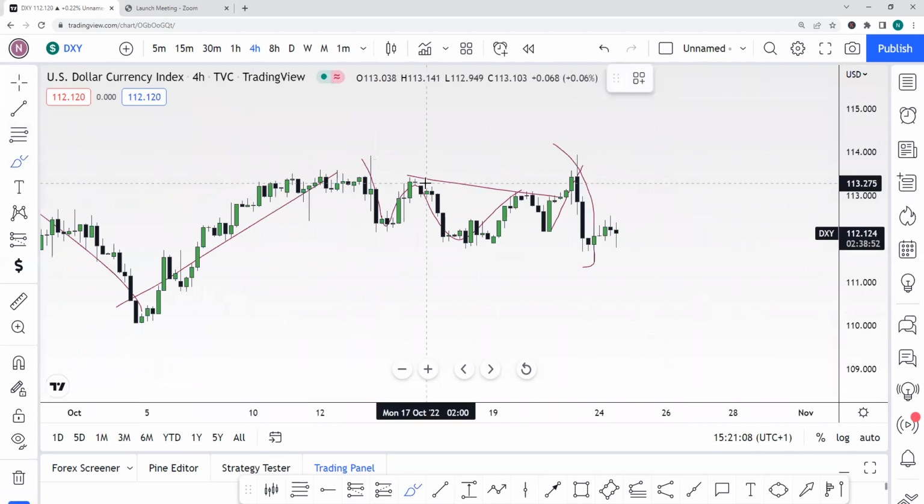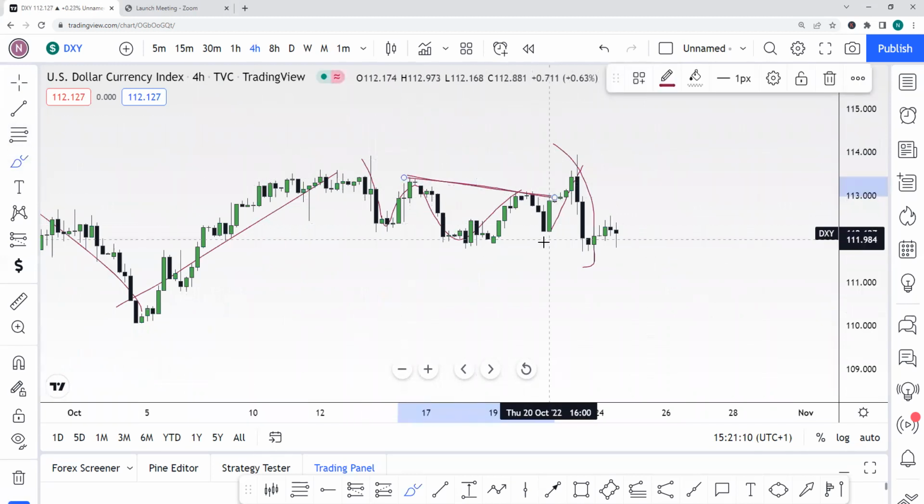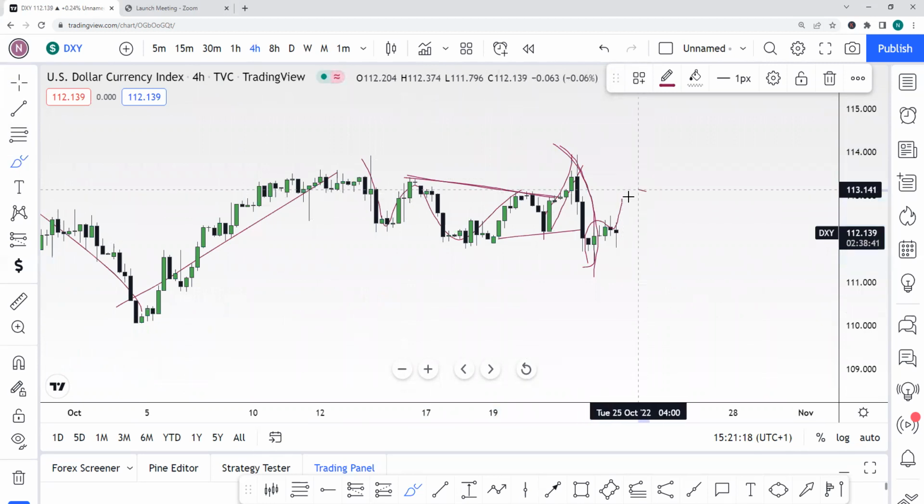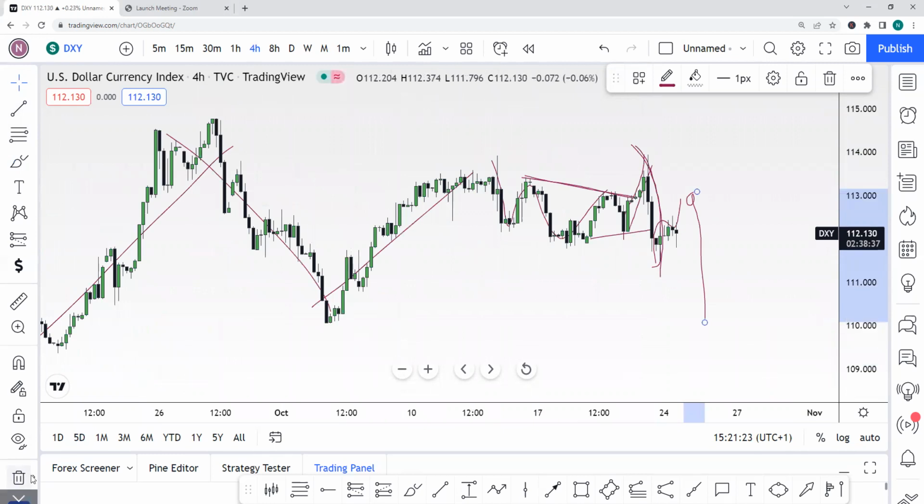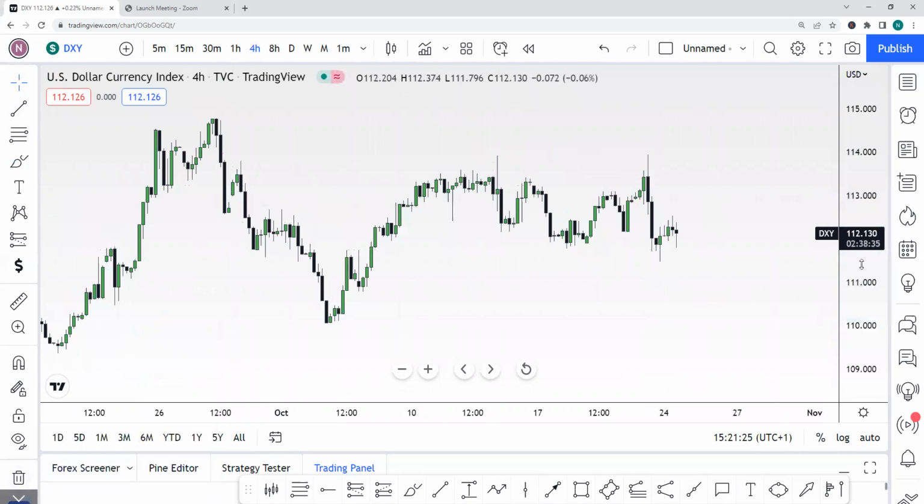You have equal high right here. The market came and pushed it to the upside, rejected, and pushed down to break the low. That means whatever corrective structure we see here is a trade to the downside. That's how I'm seeing DXY right now.